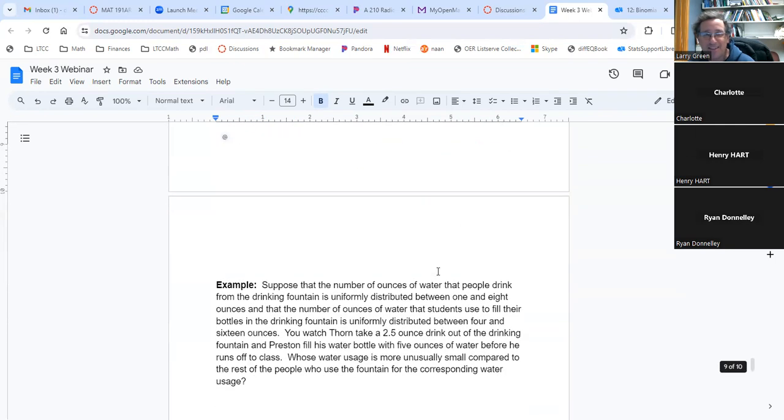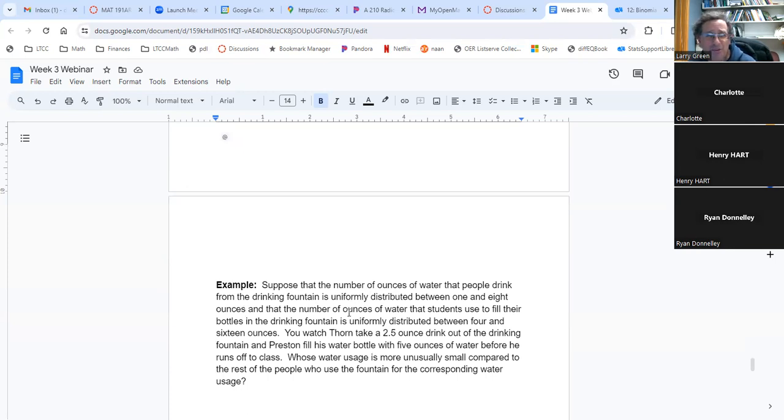All right, so now I have an example. This is our last example to go through. Suppose that the number of ounces of water that people drink from a drinking fountain is uniformly distributed between 1 and 8 ounces. And again, if I ever say suppose, that means I pretty much made it up, but it's a good example.